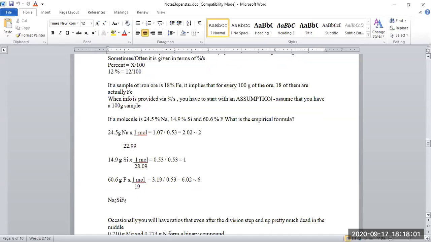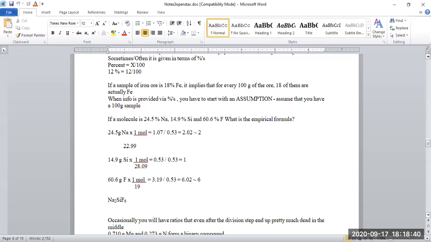I picked one here that has sodium, silicon, and fluorine in it. And I gave you percentages. The rest of it looks very similar in style to the previous examples. We're gonna move, not really even move our decimal place. We're gonna change our symbol. Instead of using a percent sign, we're gonna assume it's grams because of the idea that you are starting with 100 grams. 24.5 grams of sodium, 14.9 grams of silicon, 60.6 grams of fluorine.